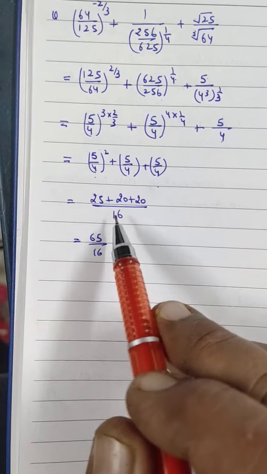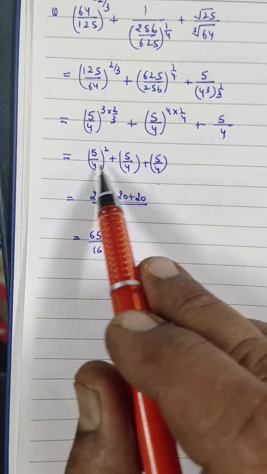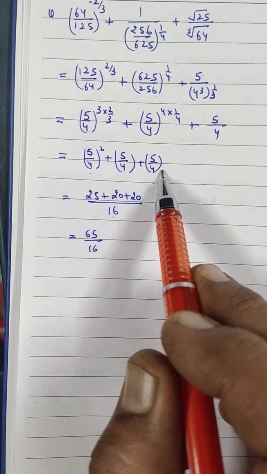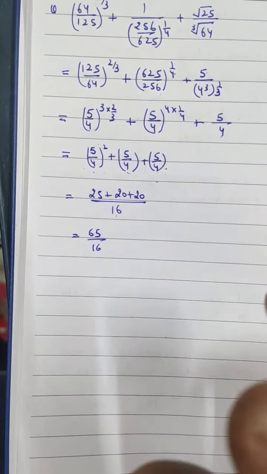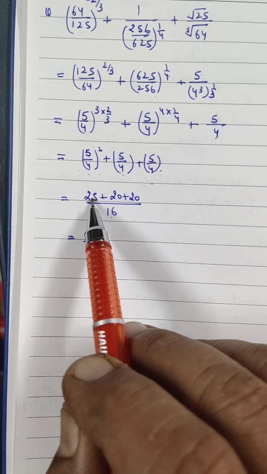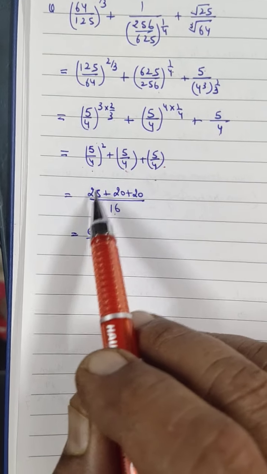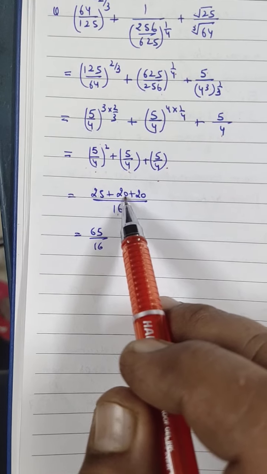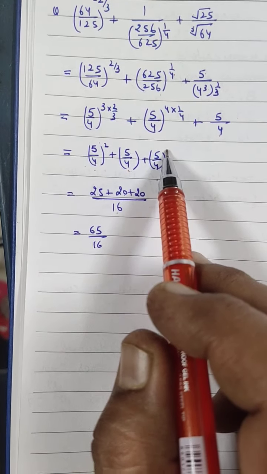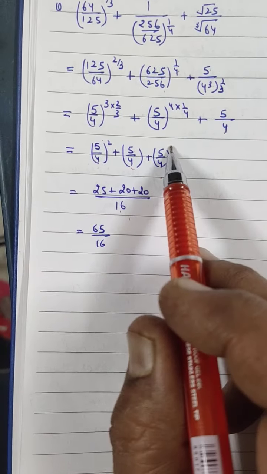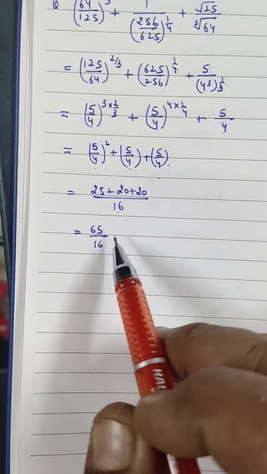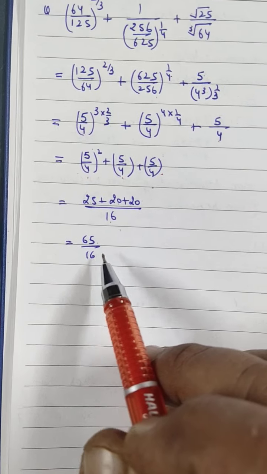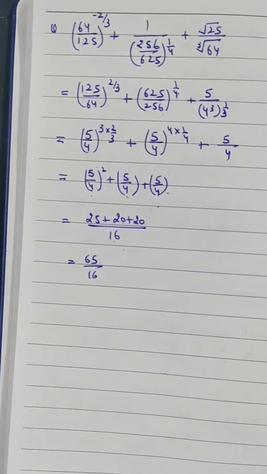So we can see the LCM will be 16, because 16 is divisible by all the three values. So this will remain 25. This will multiply with 4, 20. This will also multiply with 4, 20. So the answer is 65/16. Okay.